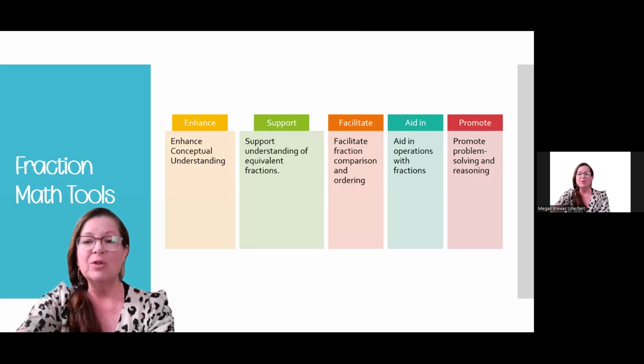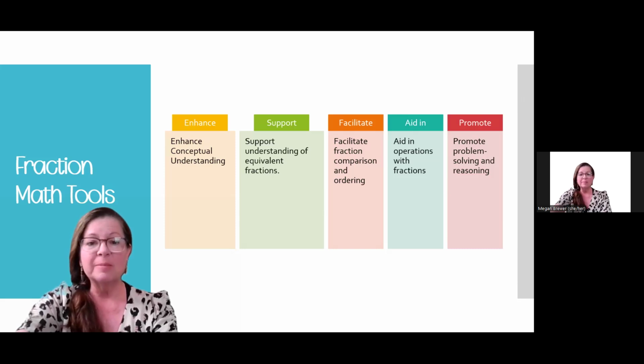Students see the benefits of using a variety of fraction models. Look at all the benefits on the slide for providing fraction math tools for your students, from enhanced conceptual understanding to supporting understanding of equivalent fractions, to facilitating fraction comparison and ordering, to aiding in operations with fractions, that's adding, subtracting, multiplying, dividing, to promoting problem solving and reasoning.